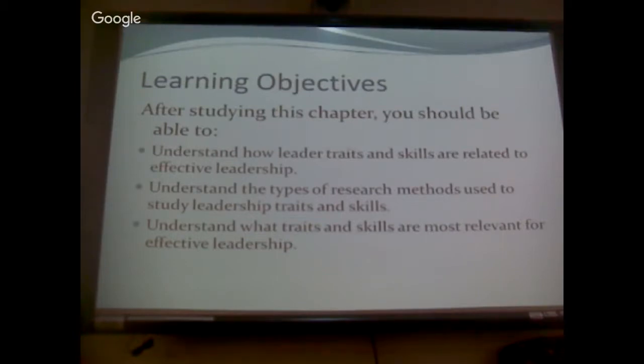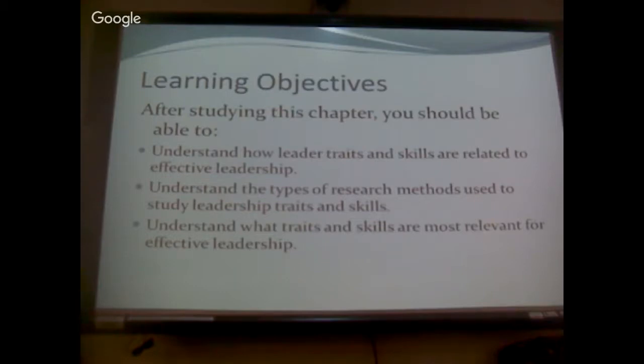We want to understand what traits and skills are relevant for effective leadership, as we'll get to talking about here. Different traits or characteristics can be effective in different situations. We talked about this before: different characteristics or traits are going to be needed for a small entrepreneurial organization that might be ineffective in a large organization, and vice versa.